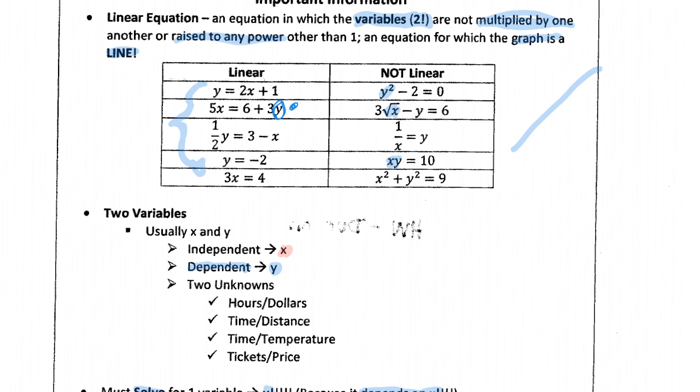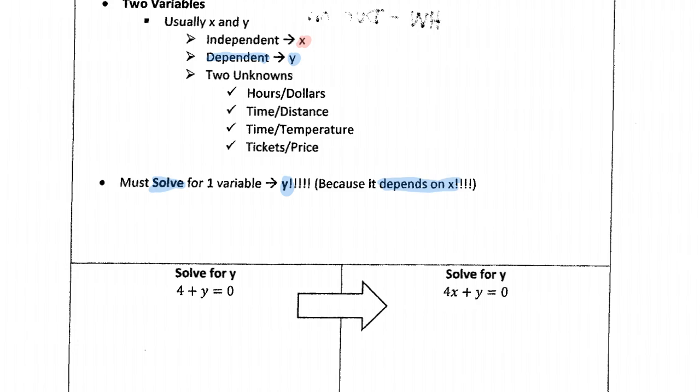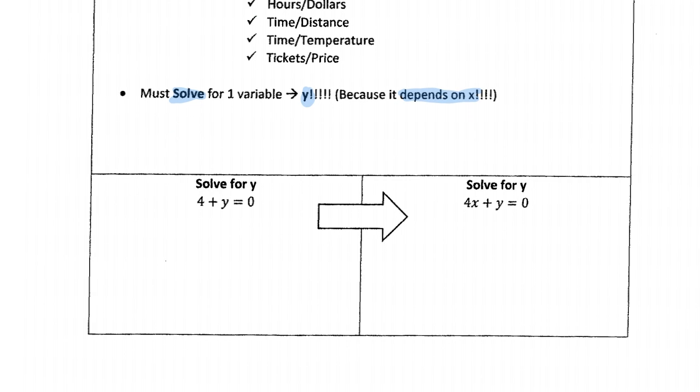How is this different than what we've been doing? Well, what we've been doing has only had one variable, just x. But now, because it's a linear equation, it has two variables. So we have to solve for y. So let's look at this first example. This is something more like what we're used to. It has one variable and a number. So how would we solve this? We do the opposite operation. This is a plus 4, so we would subtract 4 on both sides. And I get y equals -4.